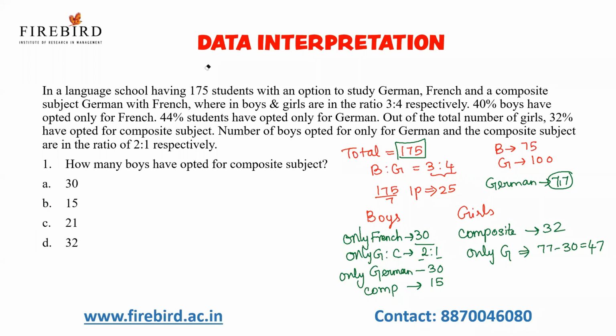Now, how many boys have opted for the composite subject? Already we have filled in the data. It is 15. So option B is your answer. Now, let us move to the next question.